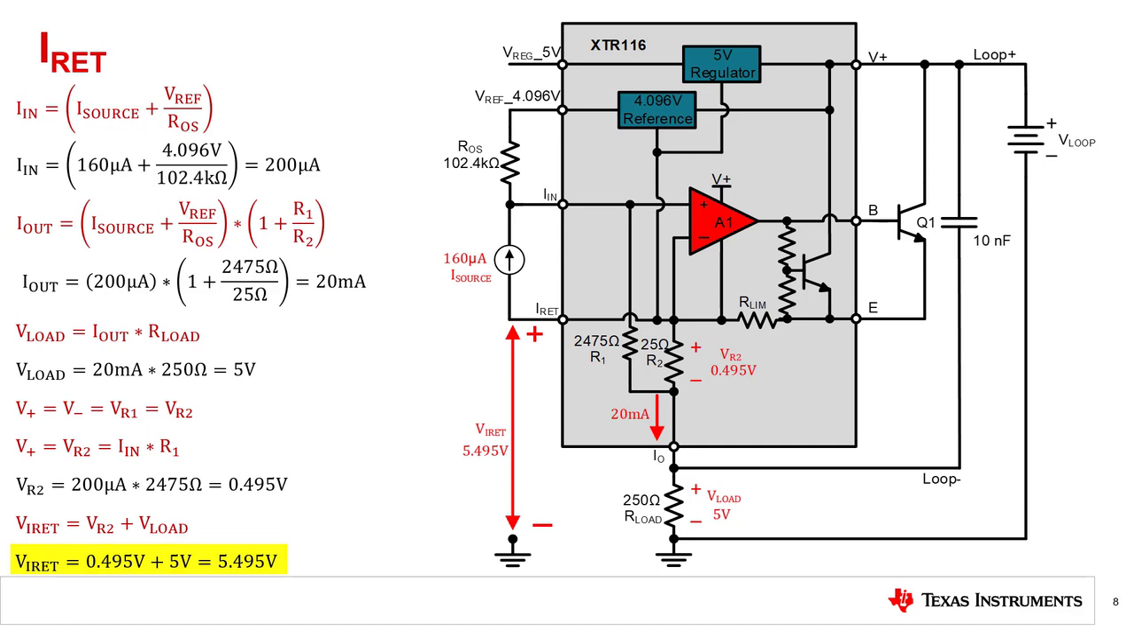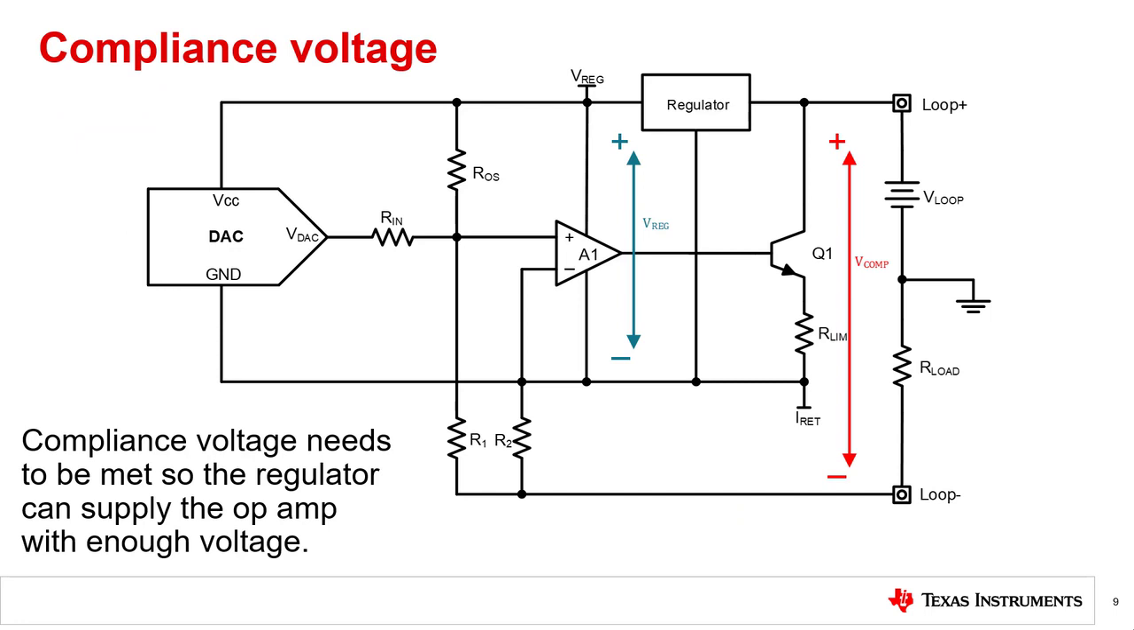The next few slides will go over the compliance voltage of a 2-wire transmitter. The compliance voltage of a 2-wire transmitter needs to be met so that the regulator can supply enough voltage to power the op-amp. Without a functioning op-amp, the transmitter is no longer able to regulate the output current. As seen in the example on the previous slide, the voltage at the I-return pin reached 5.495 volts. The compliance voltage is set so that the I-return voltage can't rise too close to the supply voltage of the transmitter and cause the regulator to turn off.